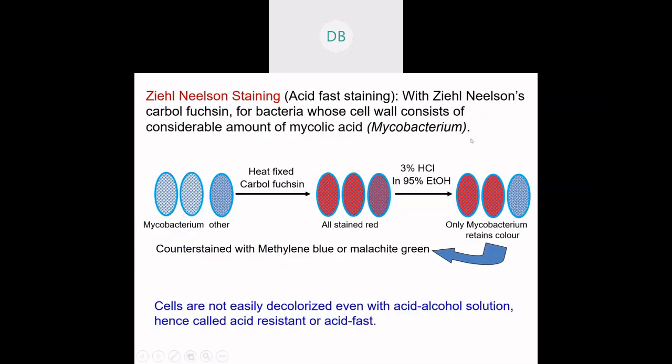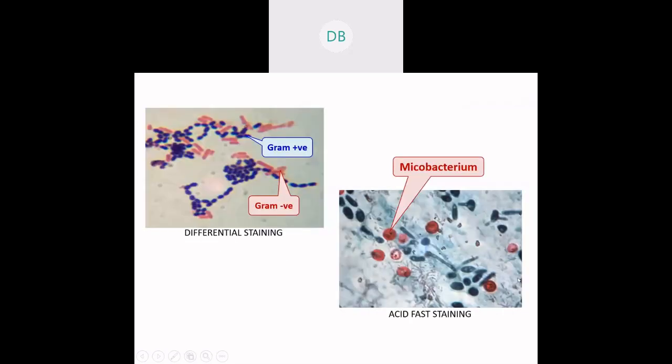The next staining technique is the acid-fast staining or Ziehl-Neelsen staining. Here, the bacterial culture is heat fixed and treated with carbol fuchsin. All the bacterial cells are stained red, and on treating this culture with acidified ethanol, only the mycobacteria retain the red color, whereas the rest of the bacterial cells lose their color. These cells can be counterstained with methylene blue or malachite green. So in a mixed culture, mycobacteria will appear red, whereas the rest of the bacteria will look green.